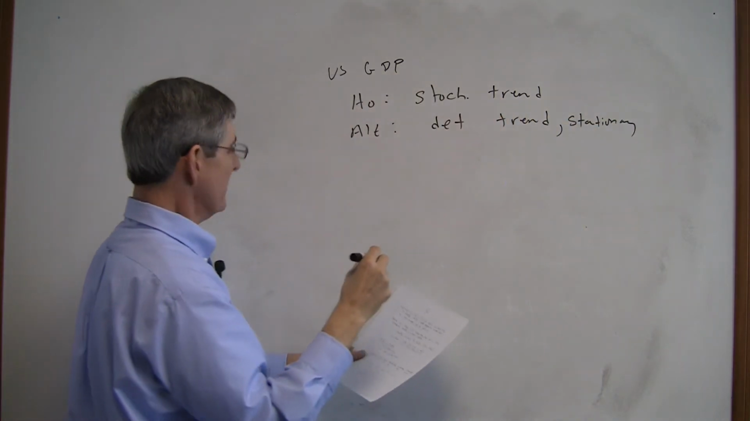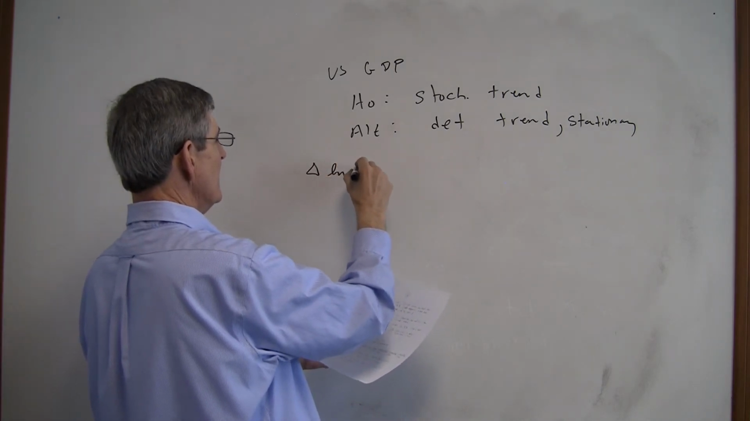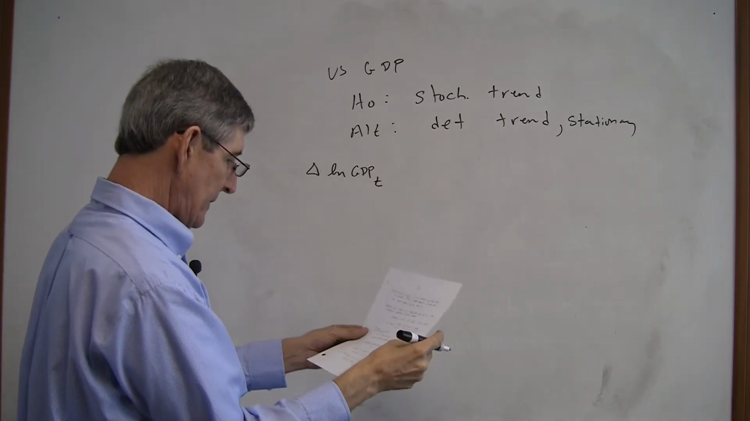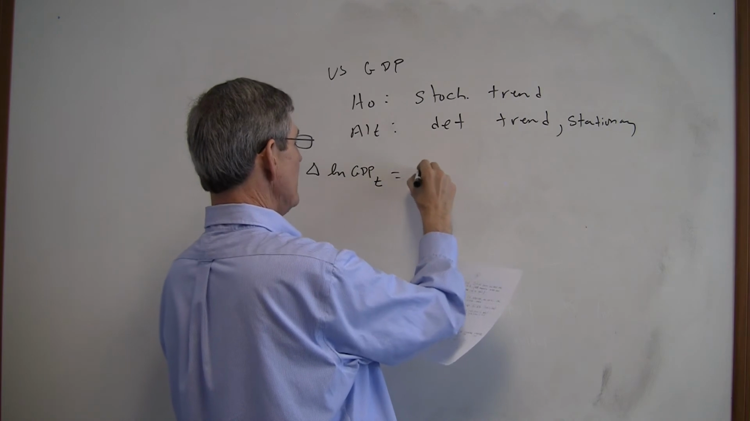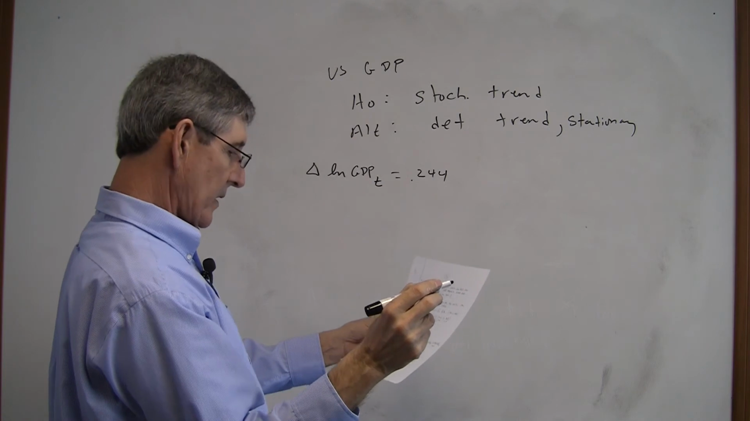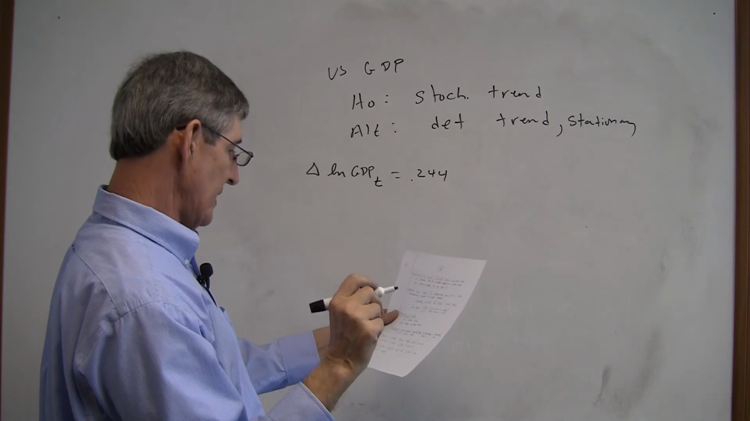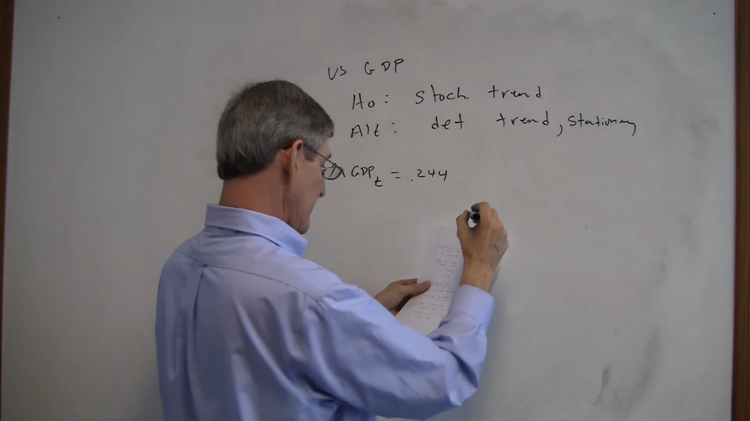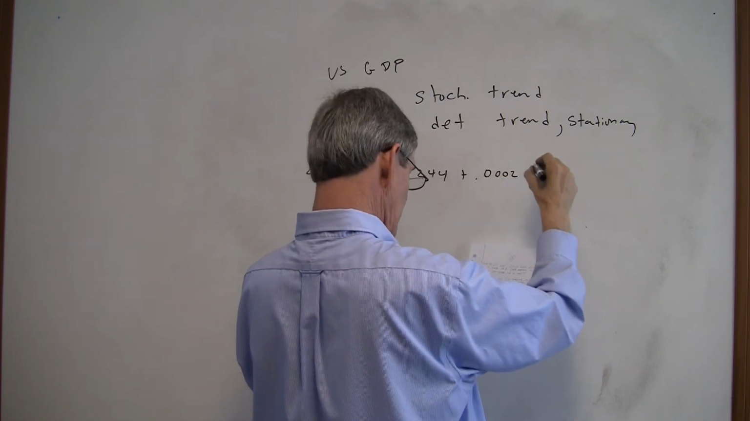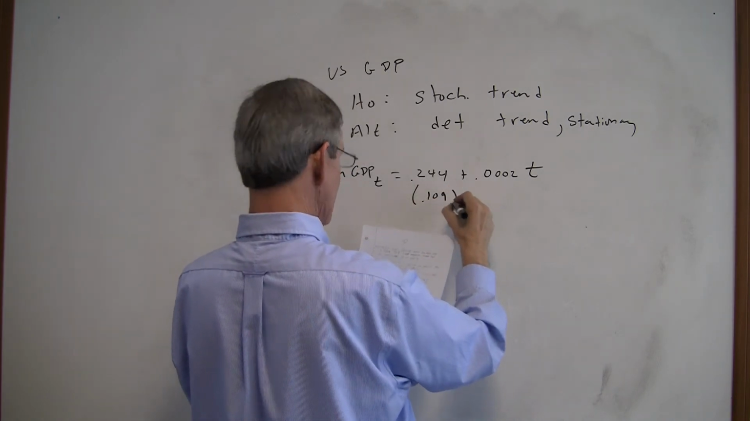This is non-stationary. So the book runs delta log GDP, not growth, because we want to know if it has a unit root. Wait, this is growth. So we're looking for, is there a unit root here? I'm sorry, this is the level. 0.244 plus 0.0002 times T. 0.109 is the standard error there.